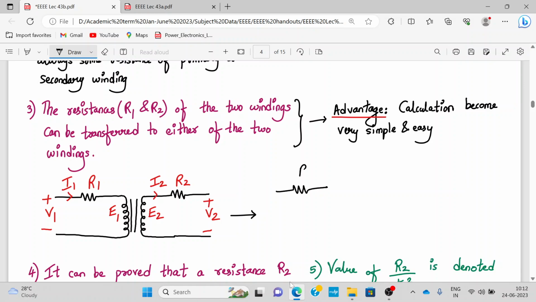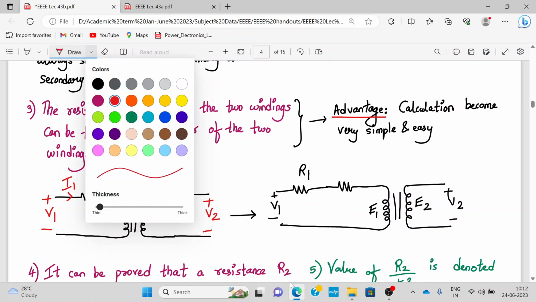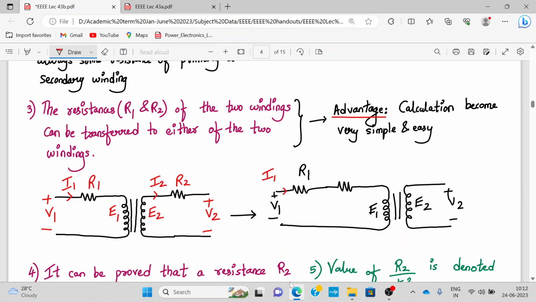We draw R1 and R2 also. Okay, let me complete the diagram. This is my V2, mutually induced EMF E2, primary voltage, current I1. And this is self induced EMF E1, and the current flowing over here is I1. Now, if I want to transform R2, the secondary winding resistance, into the primary, then this new resistance is called R2 dash, and that is given by R2 upon K square.